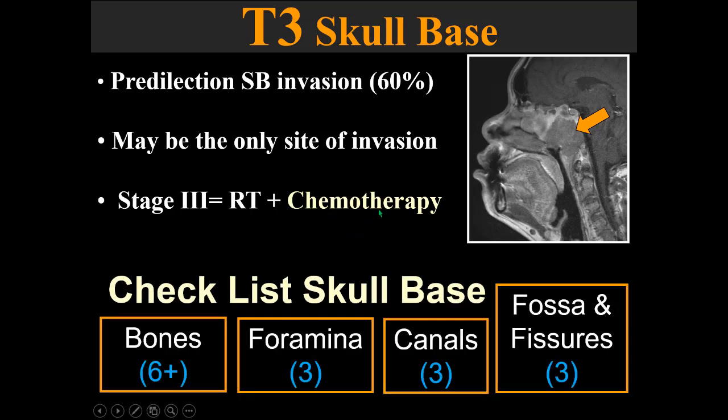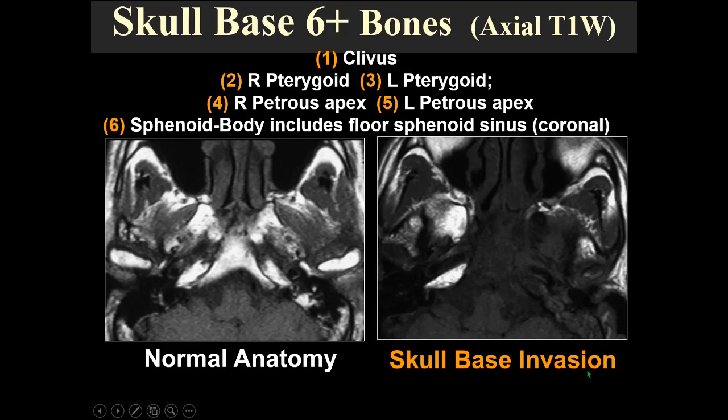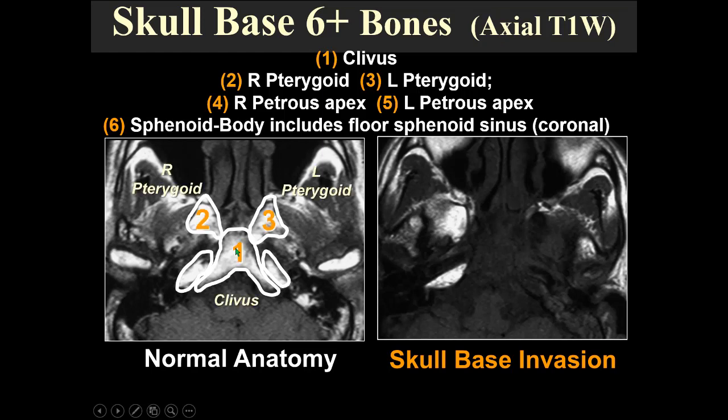This is really for if there are any trainees, to remind you of a checklist. There are about 6 bones plus that you need to look at, 3 foramina, 3 canals, and a fossa and a couple of fissures. So just to remind for the trainees, I always start with the axial T1 at this level here because you can see 5 bones on this. So here are the 5 bones. They're white because they've got fatty bone marrow. So look for the clivus, look for the pterygoid bones, and look for the petrous apices. So always start at that level.